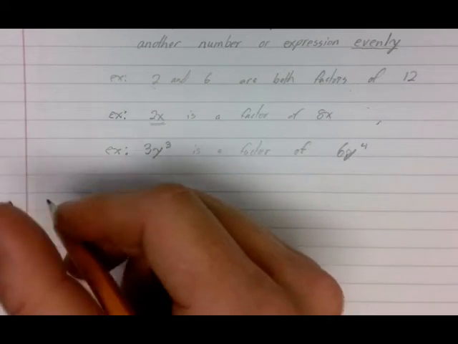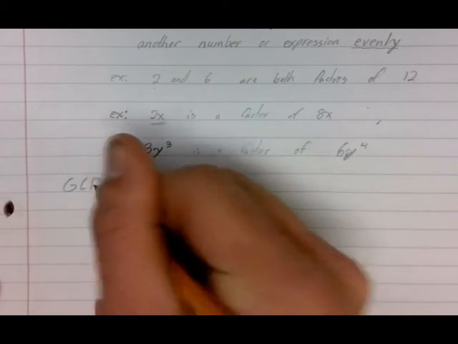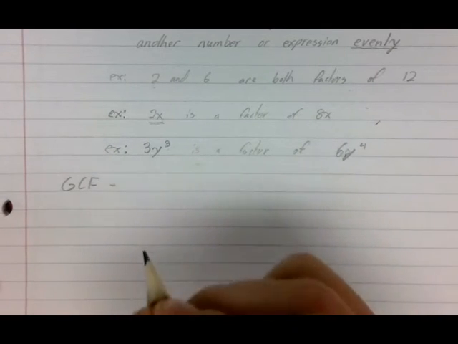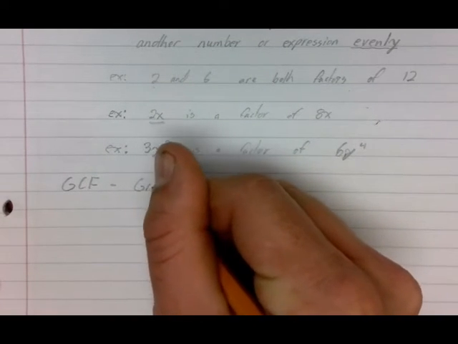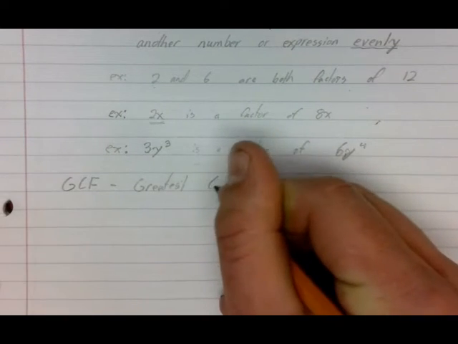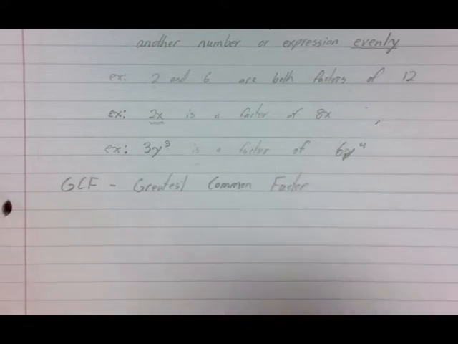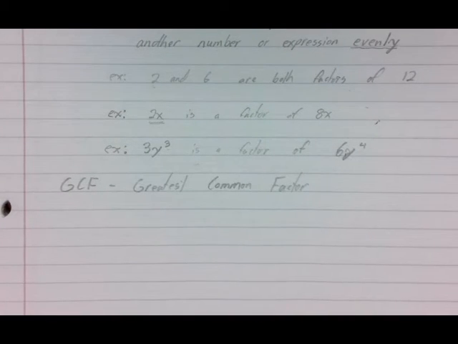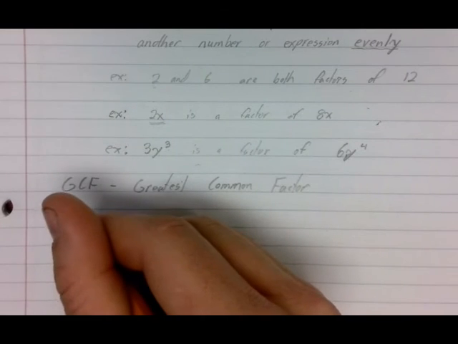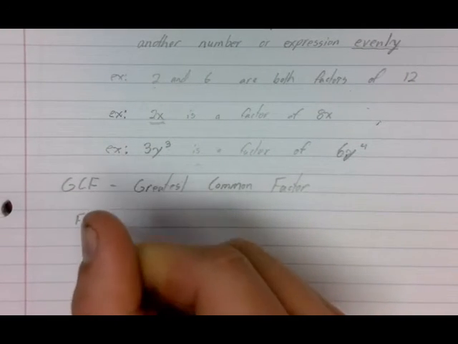Okay, the next thing we need to talk about is the GCF. Okay? And I'm fine with using the abbreviation GCF as long as we know what it stands for, and that is the greatest common factor. So what is the greatest factor that two things have in common? And this is what you're actually going to be doing on your assignment today. You are going to be finding the greatest common factor of two expressions. So your directions are to find the greatest common factor.